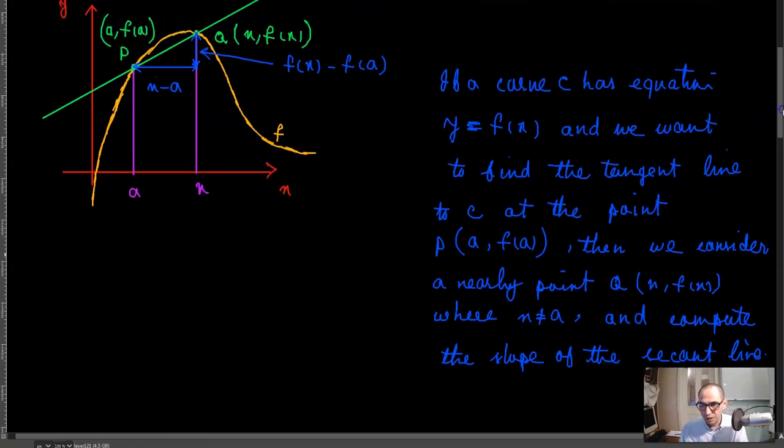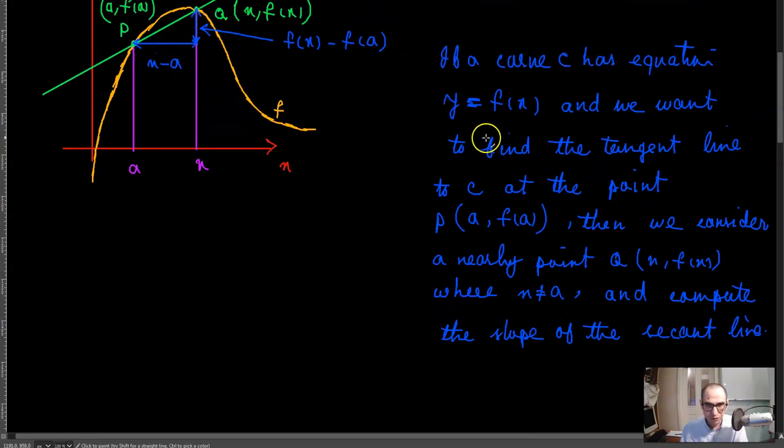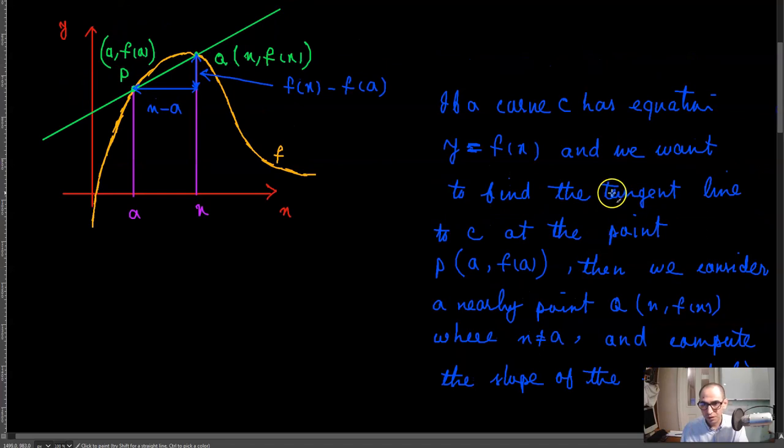So if a curve C has the equation y is equal to f of x, meaning that y is a function of x, and we want to find the tangent line to C at the point P, this tangent line over here is the line which is tangent to the graph of this function at point P. It has essentially the same slope that the function has exactly at this point, and it goes through the graph of the function only at point P with coordinates A and F of A, right? We want to find this tangent line.